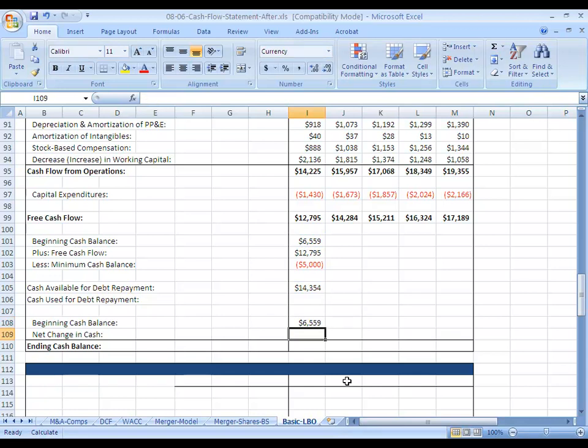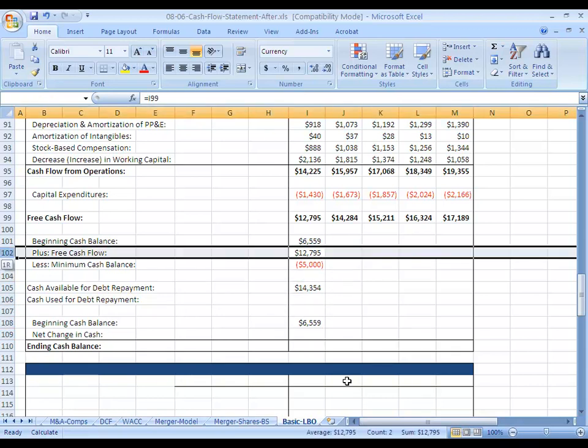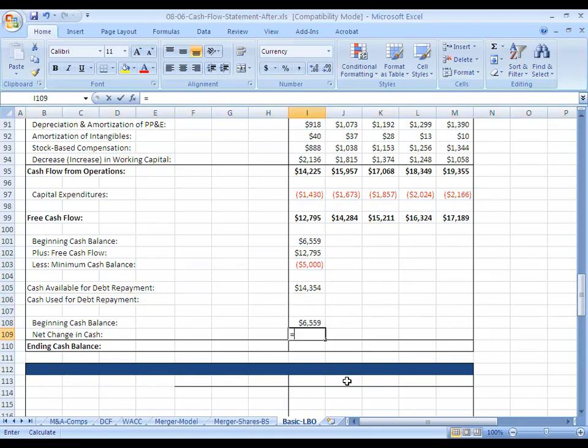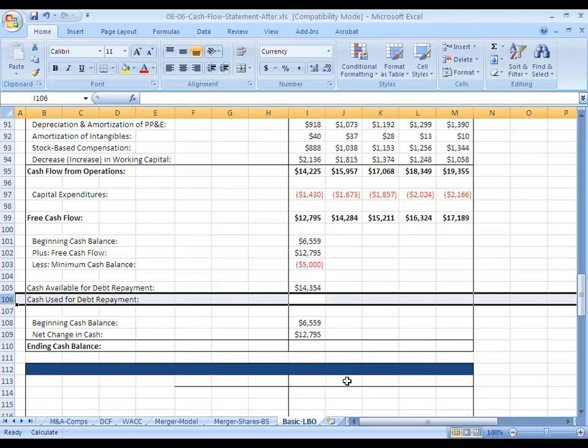Now for the net change in cash, so if you think about what's going on here, basically we are generating cash from free cash flow and then we are using some of this cash to pay for debt. So the net change in cash is simply going to be how much cash we're using to pay for debt plus how much cash we've generated over the course of the year. Right now this just comes out to the free cash flow number because we have not yet figured out how much in debt we're paying off each year.